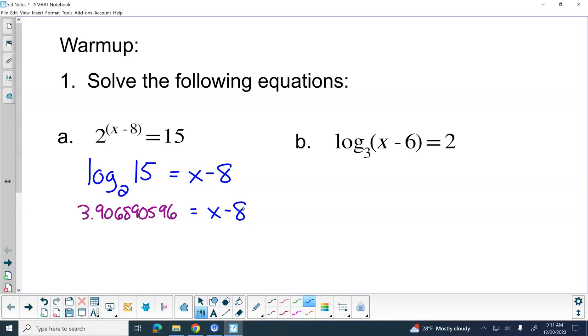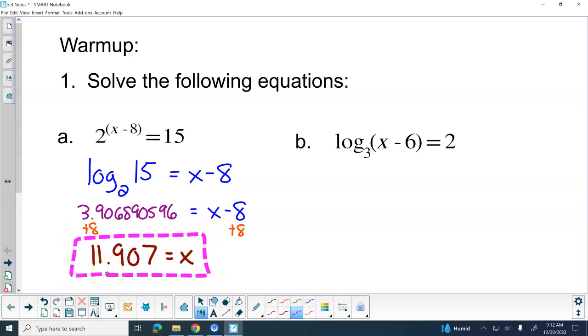Then finish it off by adding 8, so 11.907. Remember, we have to write up those three decimal places, or keep it on your calculator. Because if you round early, then you will. You know what I mean? Yep. All right.